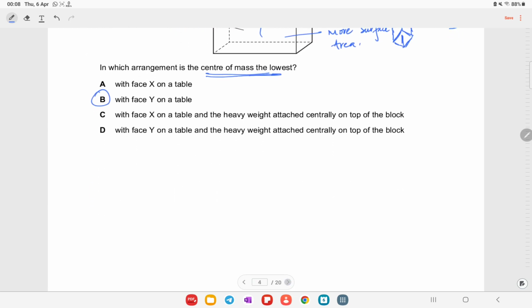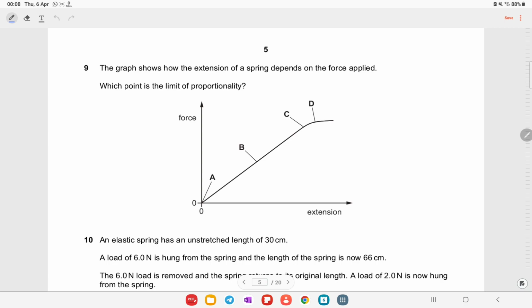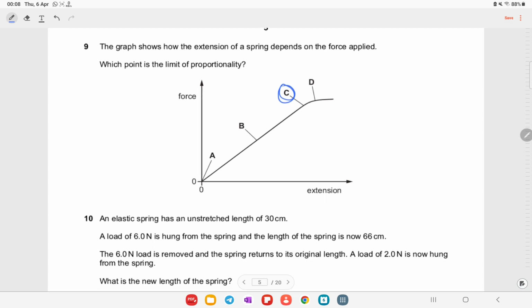Moving to the next question. Okay. Now the graph shows how the extension of the spring depends on the force applied. Which point is the limit of proportionality? Again, the point C is going to be the limit of proportionality, because after that the spring is going to bend in such a way that it's not going to return to its original position. So this is called the limit of proportionality.